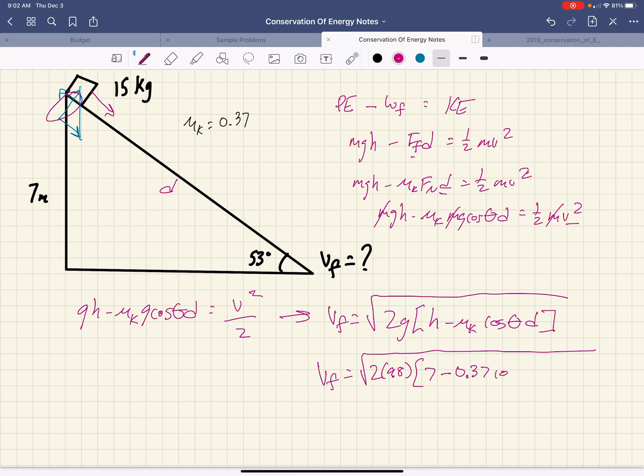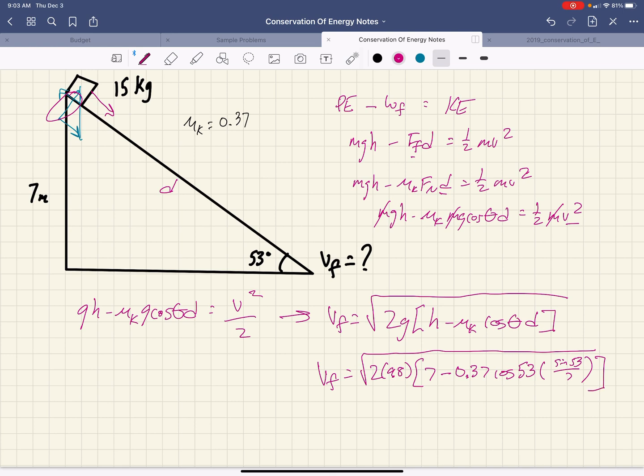0.37 cos 53 times d. Well, I guess technically I didn't get d yet, but since we're given the opposite side, that would be a sine function. So sine 53 is equal to 7 over d. So d is equal to 7 divided by sine 53. So that's our d.